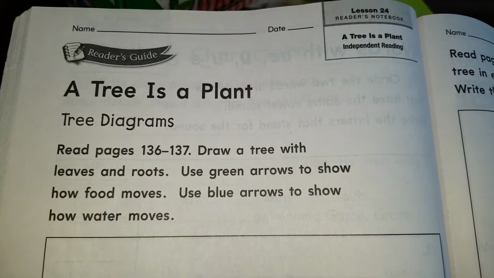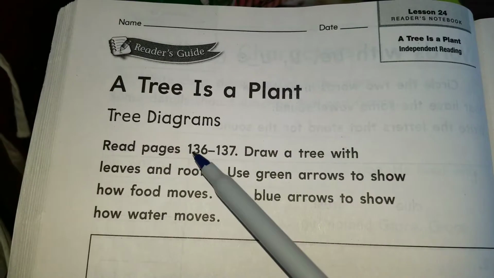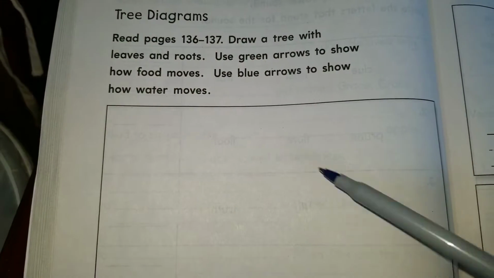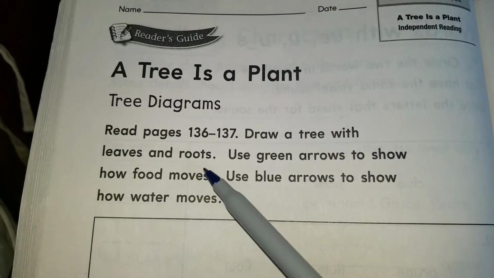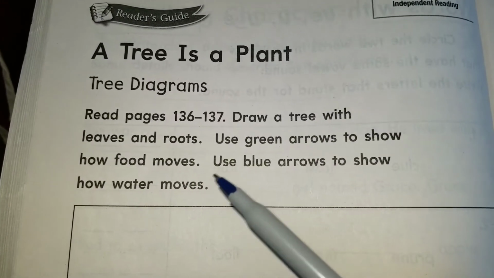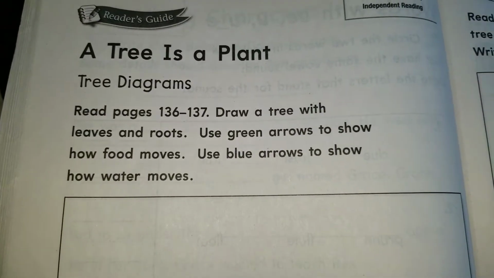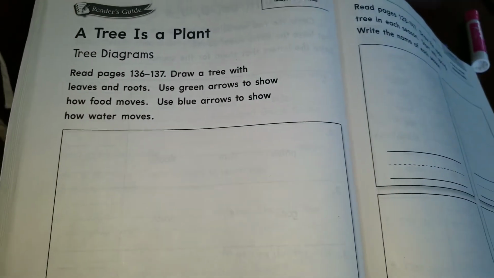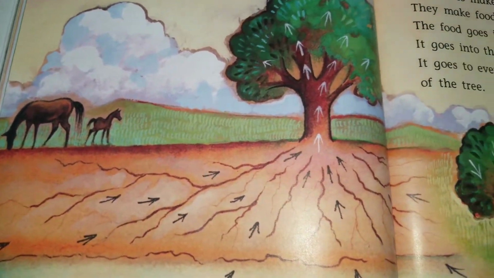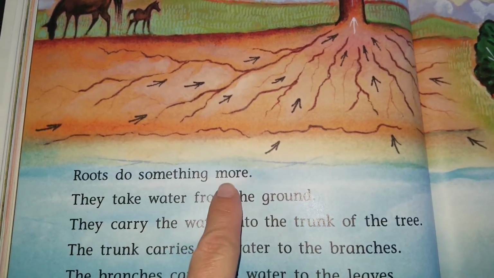Boys and girls, on this page, we are going to go back to the story and we're going to read pages 136 through 137. Then we are going to draw a tree over here with leaves and roots. We're going to use green arrows to show how food moves on the tree. And we're going to use blue arrows to show how water moves on the tree as well. So before we draw our diagram, let's take a look at page 136.